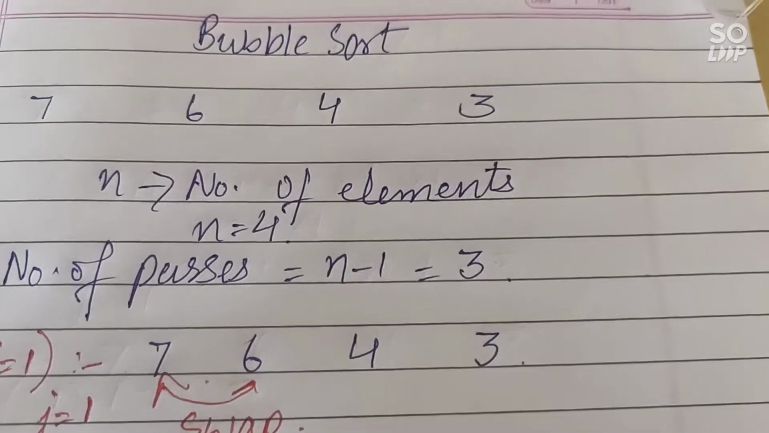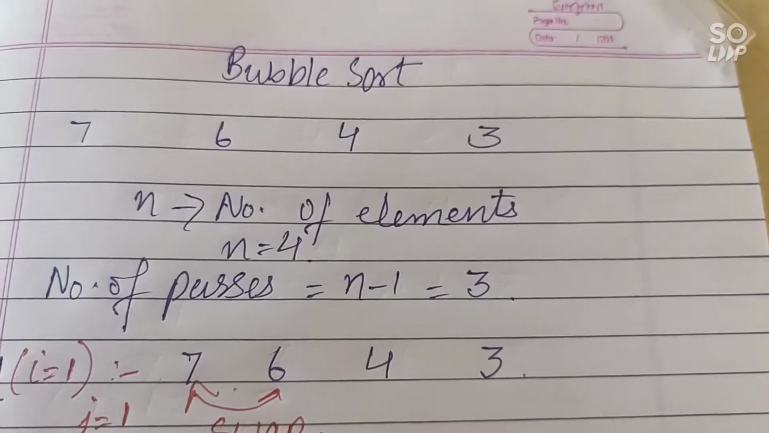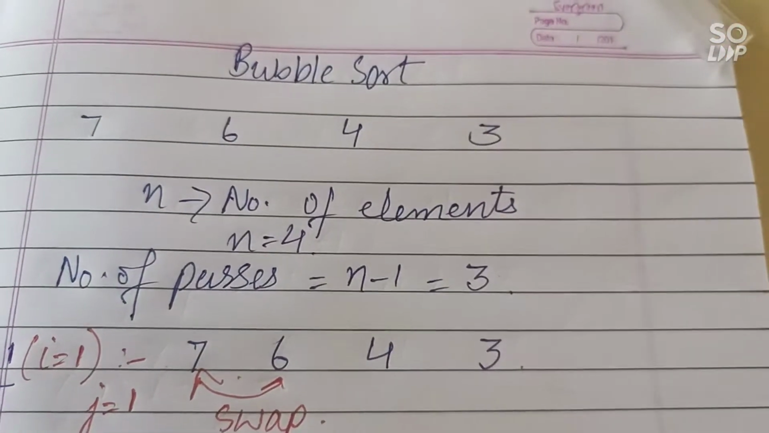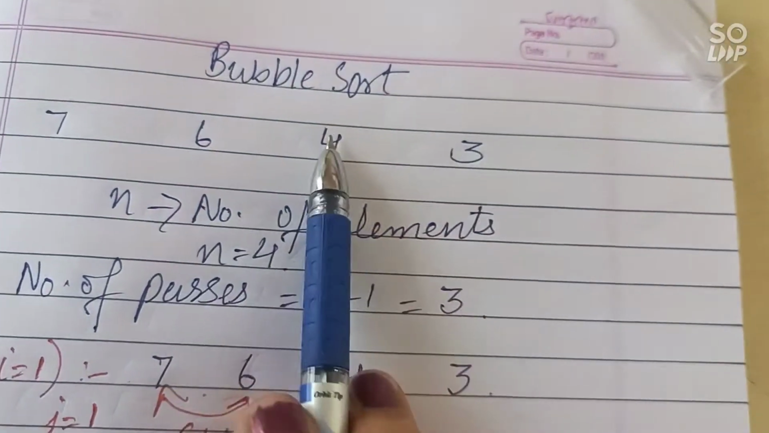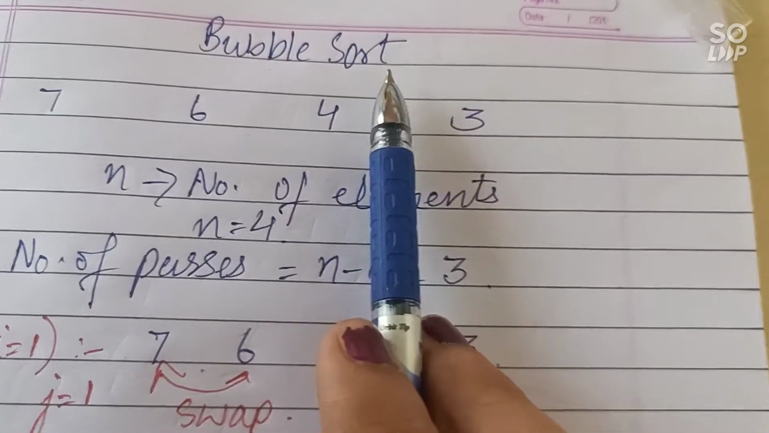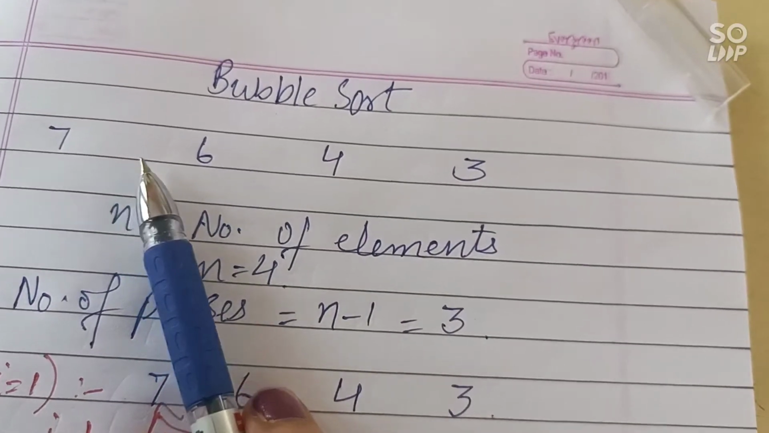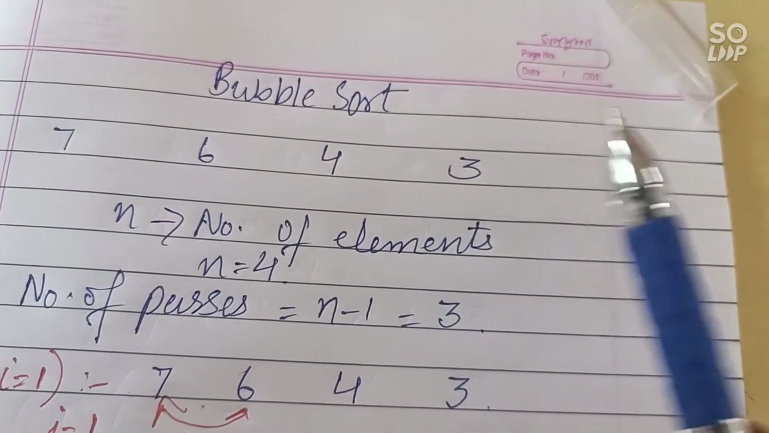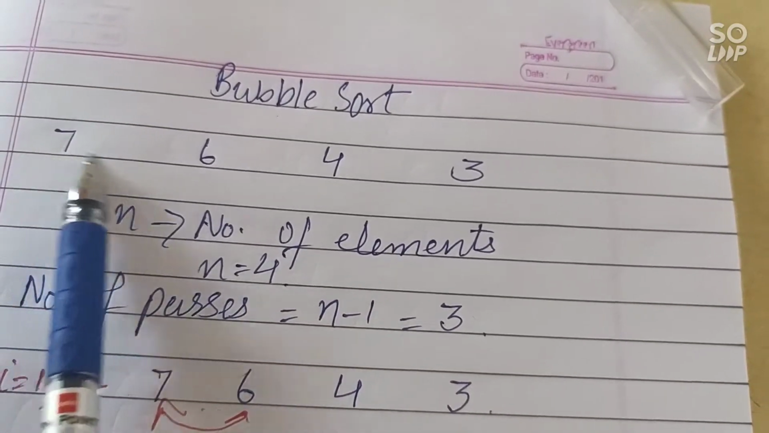So we are going to learn about the sorting algorithm, that is bubble sort. First of all, what is the purpose of this algorithm? As the name suggests, bubble sort. Sort means to sort the elements in a particular order. So this algorithm is used to sort these elements in ascending order. I am taking an example.